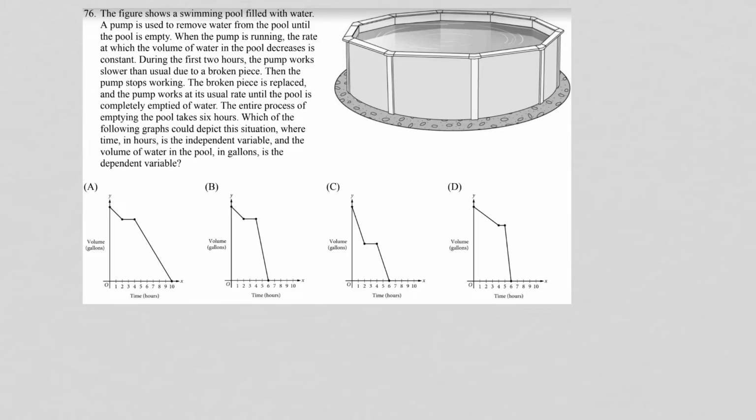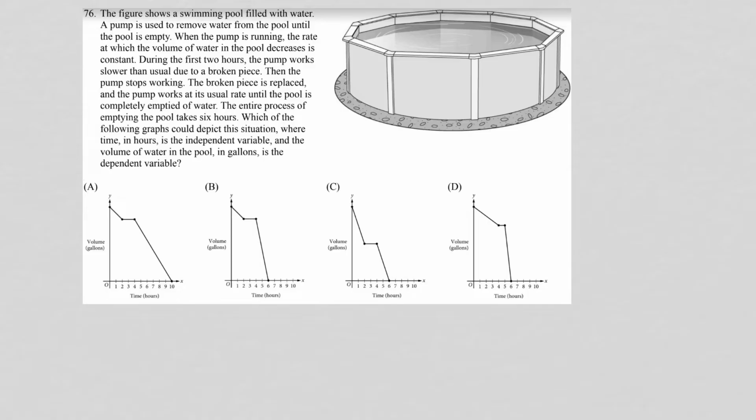You have a swimming pool. It's shaped like a decagon or something. It's filled with water. There's a pump that removes water from the pool until the pool's empty. So you have an empty pool. Then, when the pump is running, the rate at which the volume of water in the pool decreases is constant.